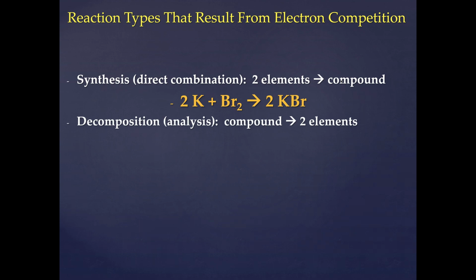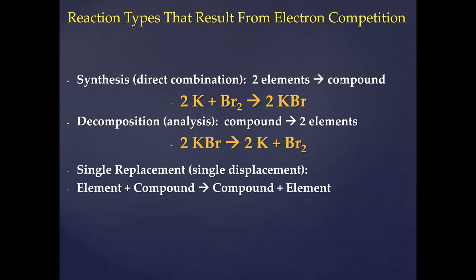Decomposition, which can be used to analyze the components of a substance, is when a compound is broken down into simpler substances. It can be all the way down to its constituent elements, but it doesn't necessarily have to be. And single replacement is when an element replaces one of the elements in the compound. If the element is a metal, it will replace the metal ion in the compound. If the element is a nonmetal, it will replace the nonmetal ion in the compound. In this case, the metal magnesium replaces hydrogen, and hydrogen is kicked off on its own.